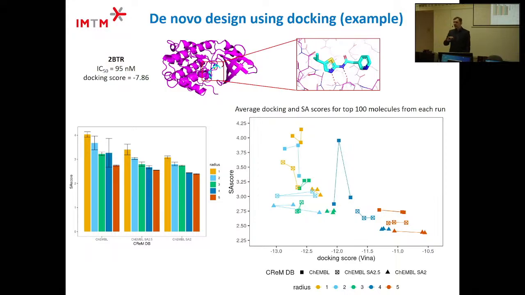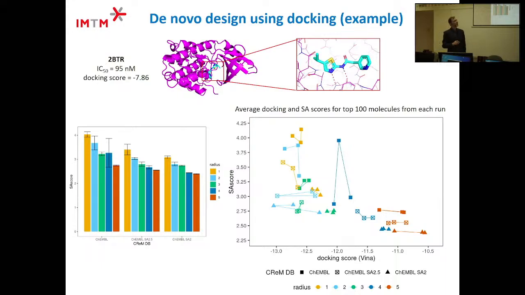We made some preliminary investigation of this tool to better understand its applicability. Again, what we discovered is that if we use, as I previously told, more restrictive fragment databases for more synthetically accessible molecules, we observed improvement in synthetic accessibility score. Here every point is the average of synthetic accessibility score and docking score across 100 top scoring compounds in every run.